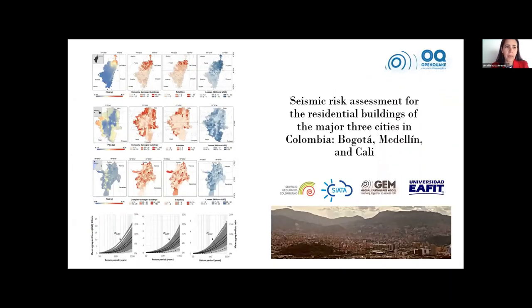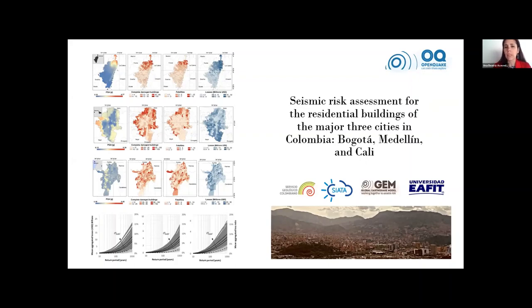We recently developed an assessment of the three major cities of Colombia, which are Bogota, that has more than 8 million inhabitants, and Medellin and Cali, which each have 2.5 million inhabitants. And you can see here at the bottom, this is the city of Medellin, where I live. And you can imagine that to develop a seismic risk assessment of such a big city has many challenges. And I guess it will be of your interest to find out how we overcame those challenges and how we were able to provide risk metrics.